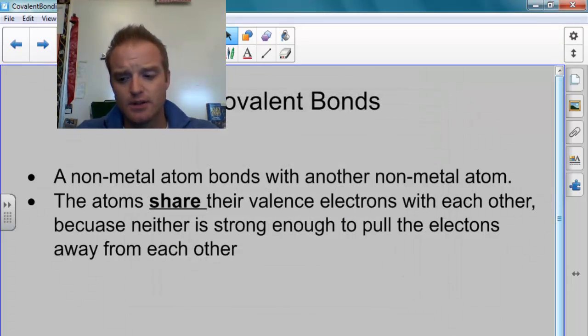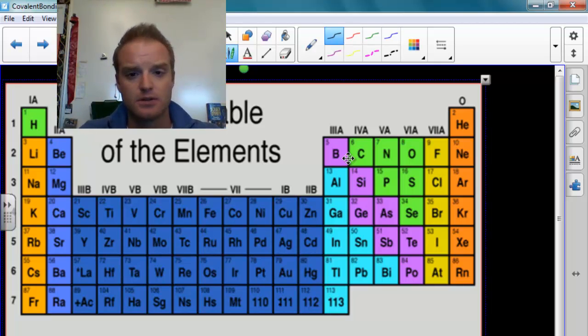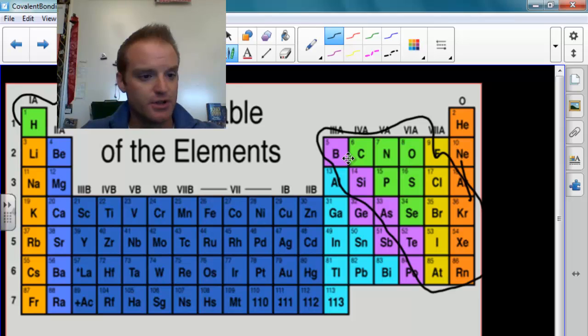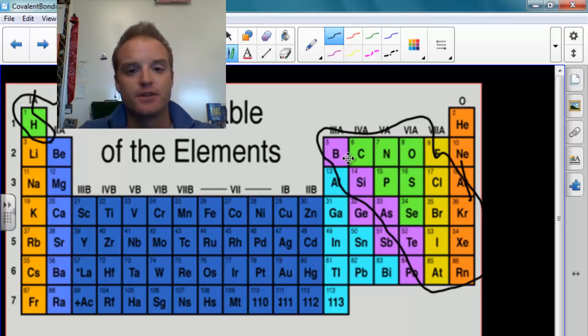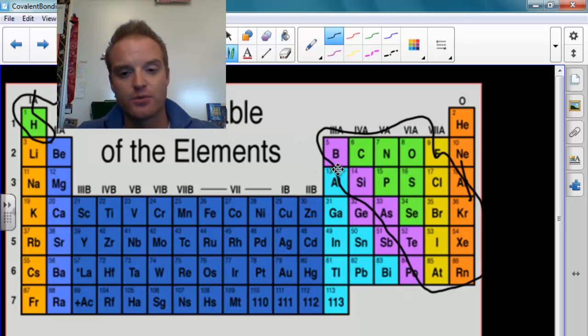So on the periodic table, these nonmetals tend to be more over here. Our purple is that line right there, and back up around there. Those are our nonmetals. Also, if I come over here, hydrogen is a nonmetal. So those tend to be the elements that we find are going to form these covalent bonds, or nonmetals.